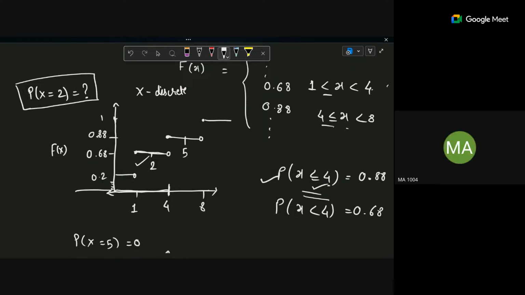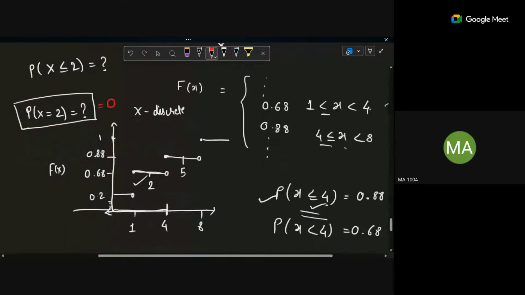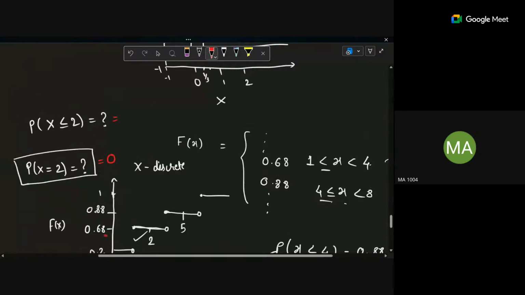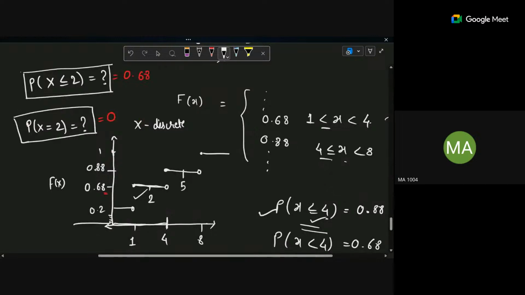But if I ask you the same question, like probability x less or equal to 2, then it's 0.68. Okay, are you getting what's the difference there? If not, then please ask. Probability that x is less or equal to 2 is the CDF at point 2. Probability at x is equal to 2 is the probability that the random variable is taking value 2.